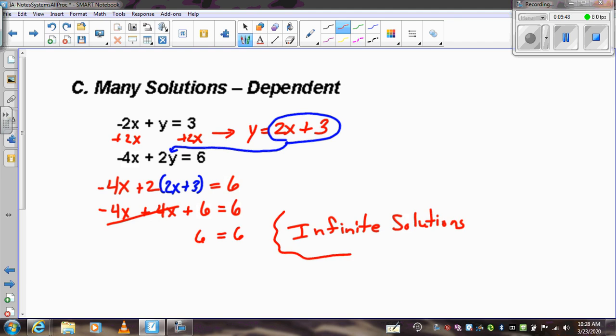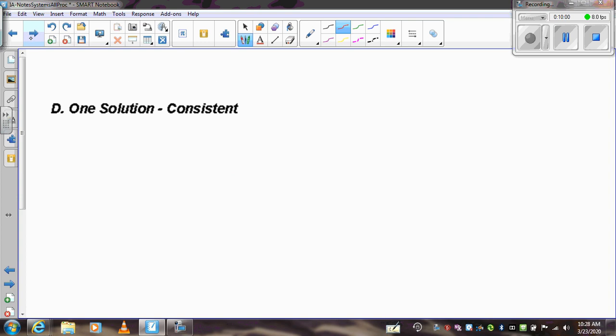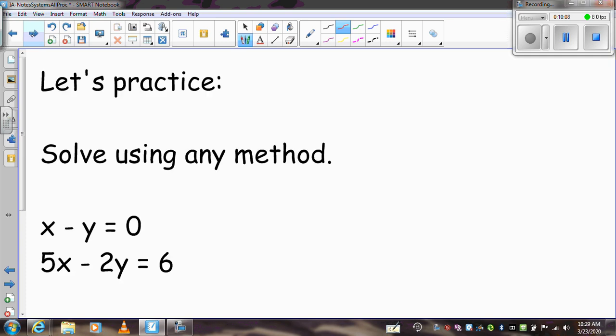If I were to graph this, you would notice that these are the exact same line. So if you were to put both of those in y equals mx plus b, they would be the same thing. And then, of course, we have a consistent system, which means you have one solution. And I'm not going to model any of those because we've had several days of practicing how to solve those.